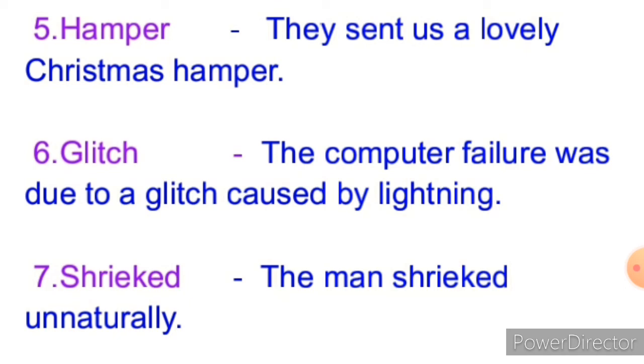The man gave a high pitched cry unnaturally. By unnaturally, what happened? The man gave a loud crying noise. So here the word shriek means a high pitched cry, a sound produced when the person is crying. Now look at the sentence. The man shrieked unnaturally. What did the man do? The man cried louder. So that is the meaning here, children.